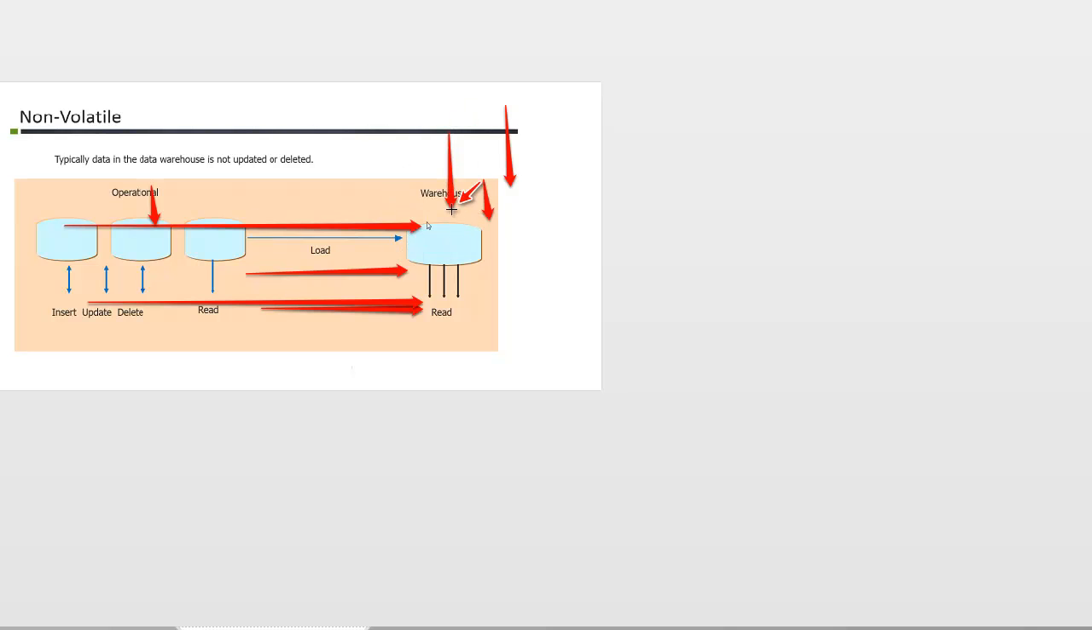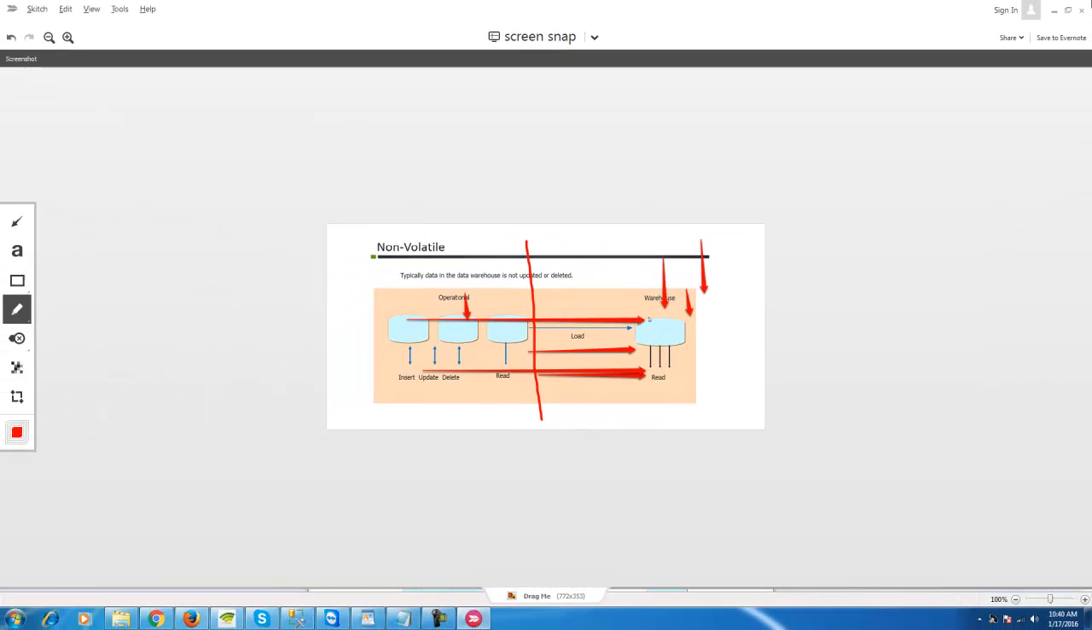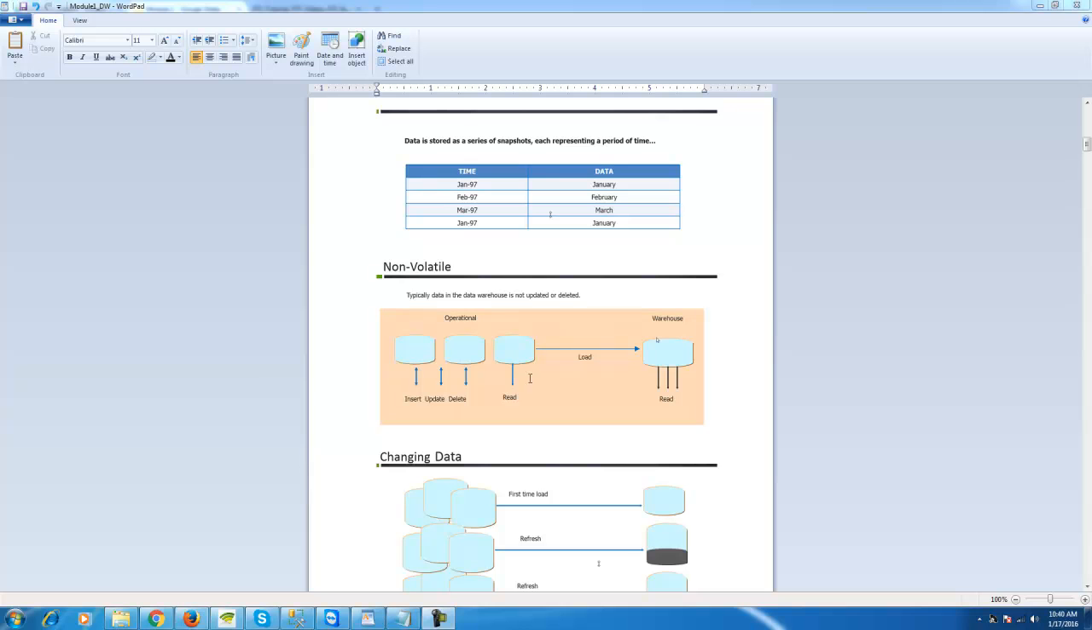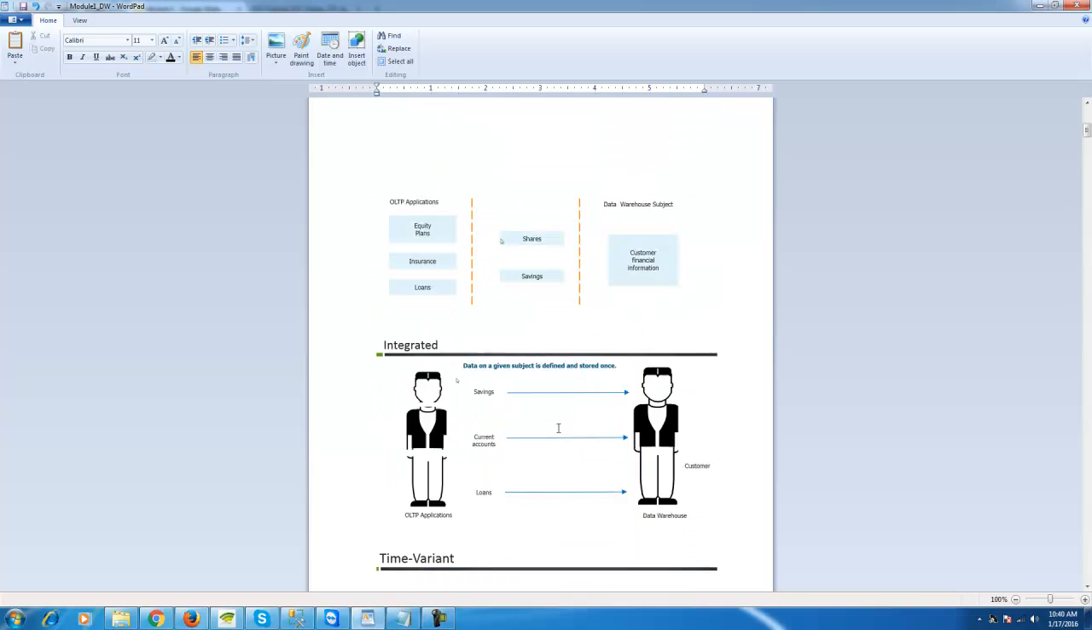So this is my warehouse and this is the OLTP system on the left hand side, if you see this. So data is not volatile. We really don't delete data in the warehouse. This is the concept of a data warehouse.